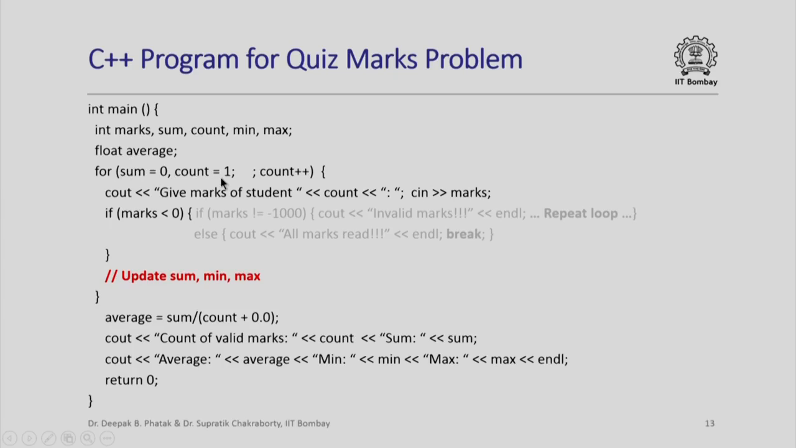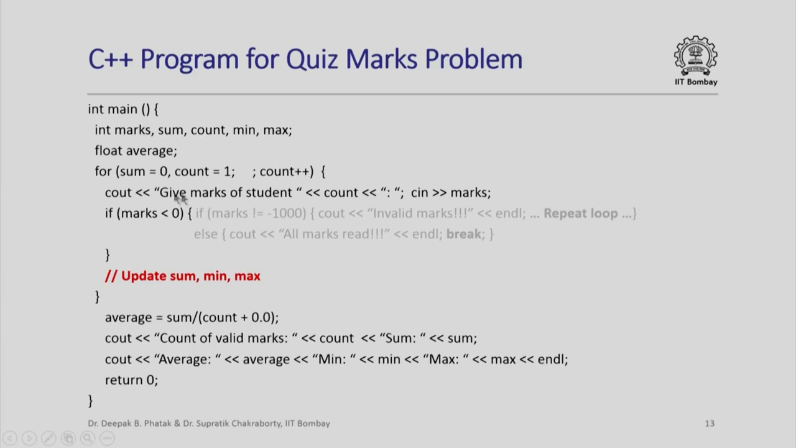So when these two assignment expressions are evaluated, as a side effect, sum gets initialized to 0, count gets initialized to 1. The loop condition is empty, which basically means that it is true, and the update expression is a post increment expression which as a side effect increments the value of count.